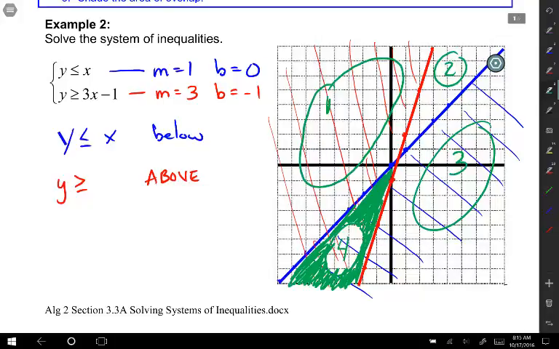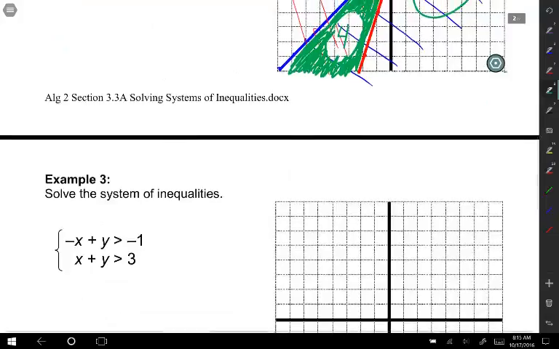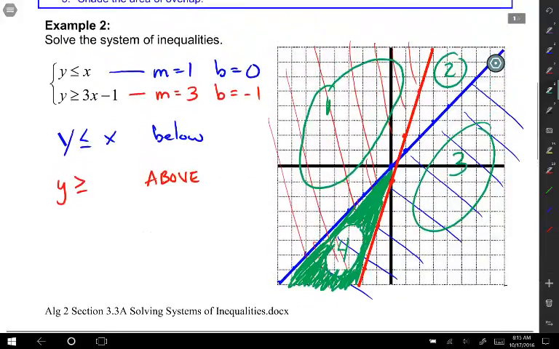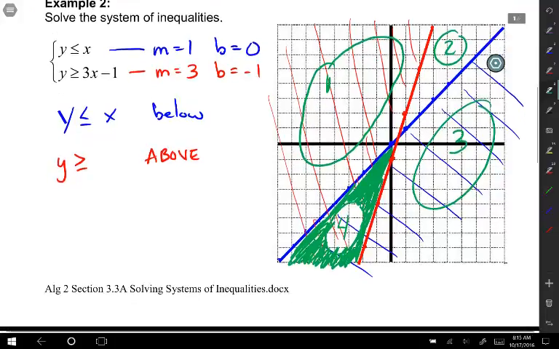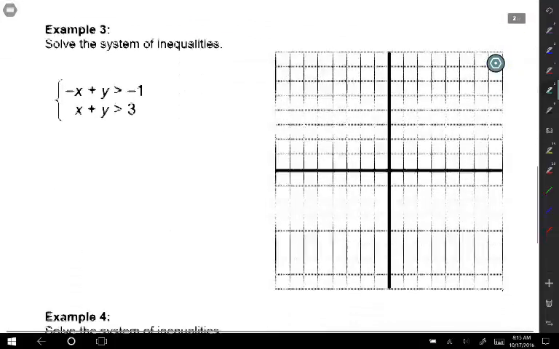All right, let's go down to example 3. Do you see why colors are really going to be helpful here? So if you happen to be on paper for some reason, you want to be using a pen and a pencil or something like that. All right, let's move down.